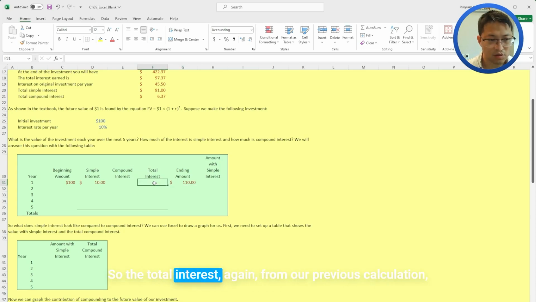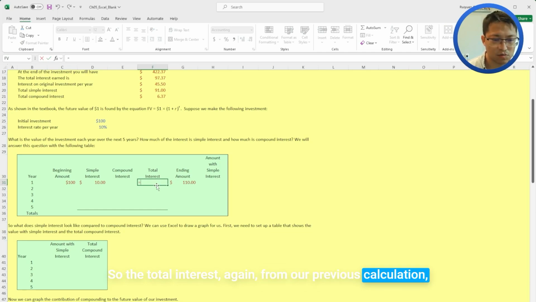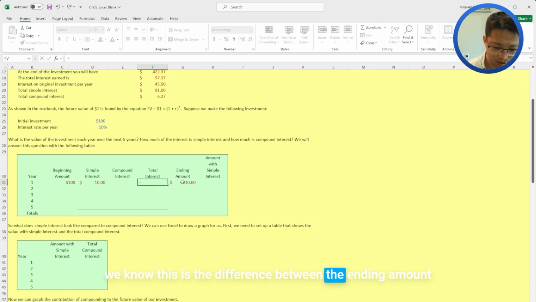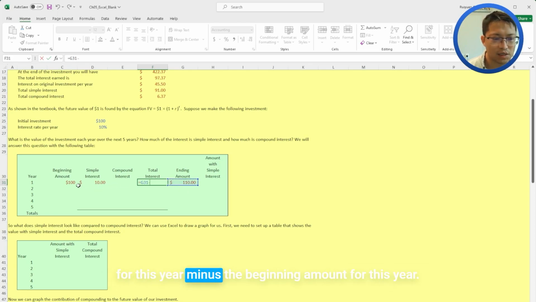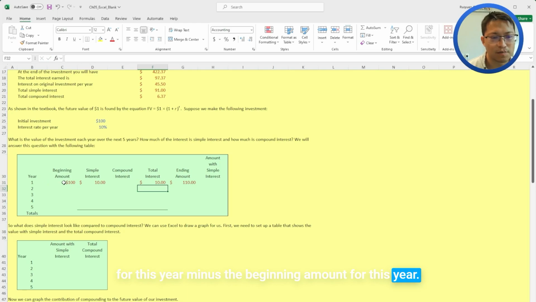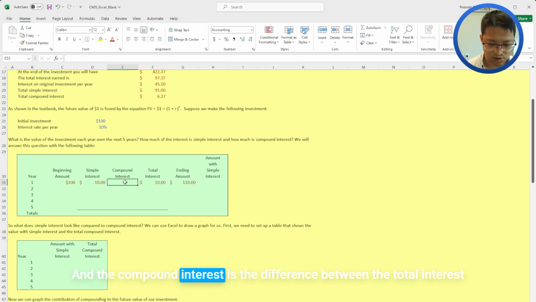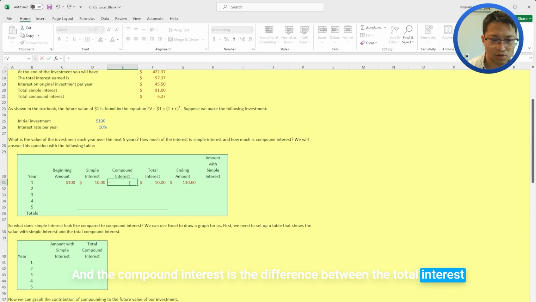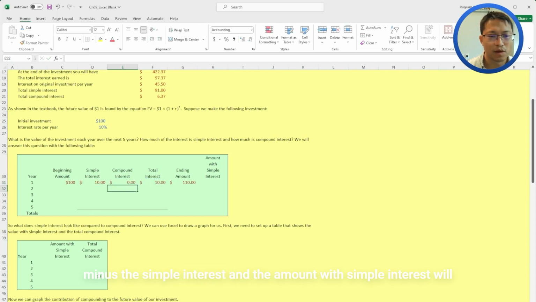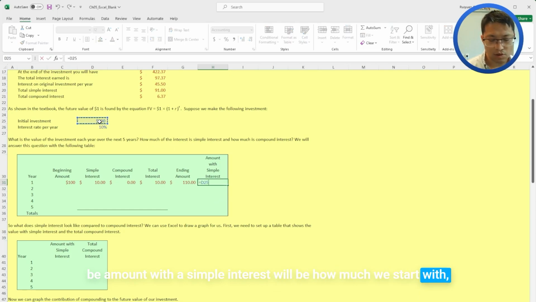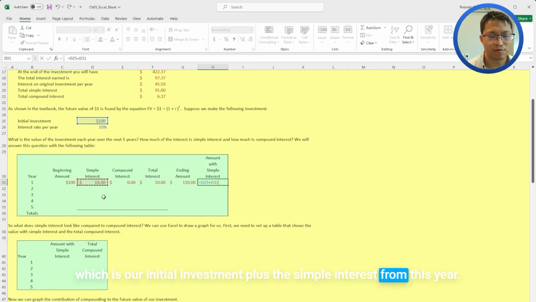So the total interest, again from our previous calculation, we know is the difference between the ending amount for this year minus the beginning amount for this year. And the compound interest is the total interest minus the simple interest. And the amount with simple interest will be how much we start with, which is our initial investment, plus the simple interest from this year.